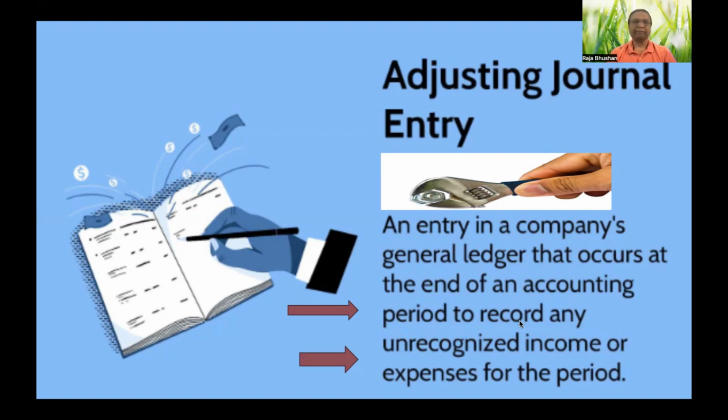So accounting period, please remember, may be a month, a quarter, half a year, or a year. And what exactly are we recording? We are recording any unrecognized income or expenses. That means we have not booked that income or expense, but we are trying to book it to record and realize the actual profit or loss that the business has made during that month. So it is called an adjusting entry. An adjusting entry is to see how much the business has to pay or receive during that accounting period.